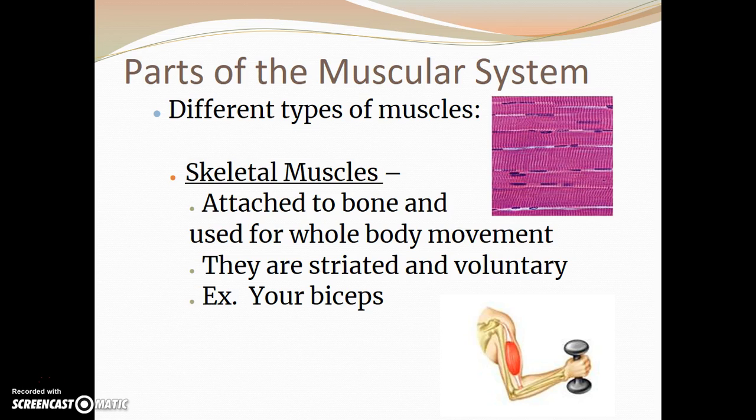Our skeletal muscles are also voluntary. Again, that means we can choose when to move them and how to move them. One example would be your bicep muscle in your upper arm. Again, you could choose right now to flex your bicep, which would cause your forearm to raise.